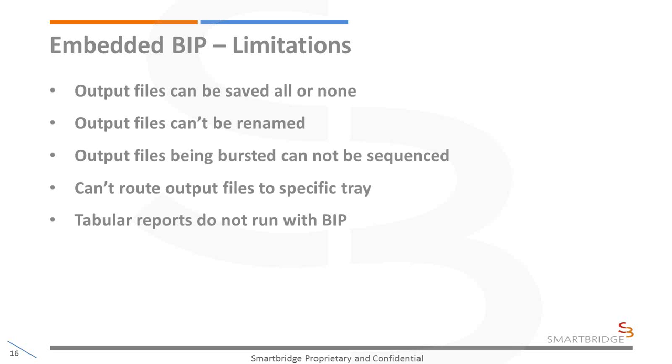And then routing to specific printer trays. This is where we did a proof of concept, and we'll talk about how we figured out how to print to a specific tray. If you have pre-printed check paper and normal paper on a different tray, and you're using both, you want to be able to route the check document to that pre-printed paper. And then tabular reports. Some of those won't work with BIP, so we have to find a workaround for that.